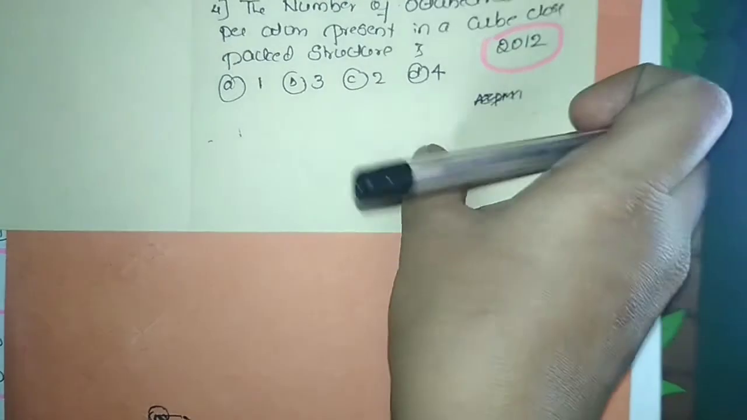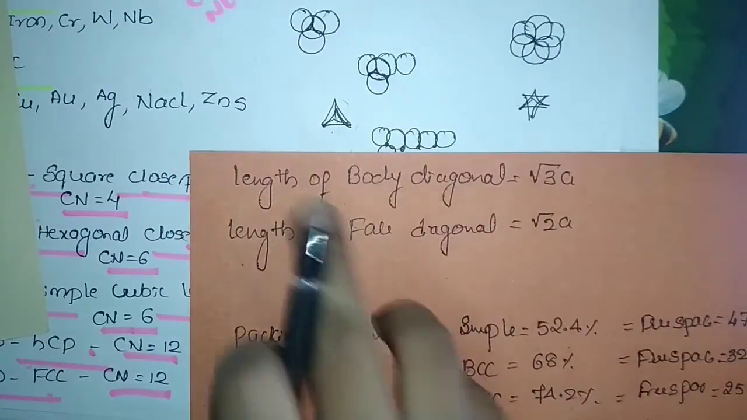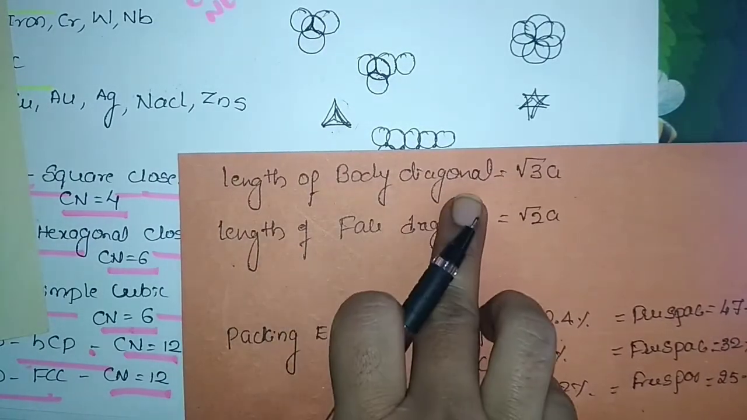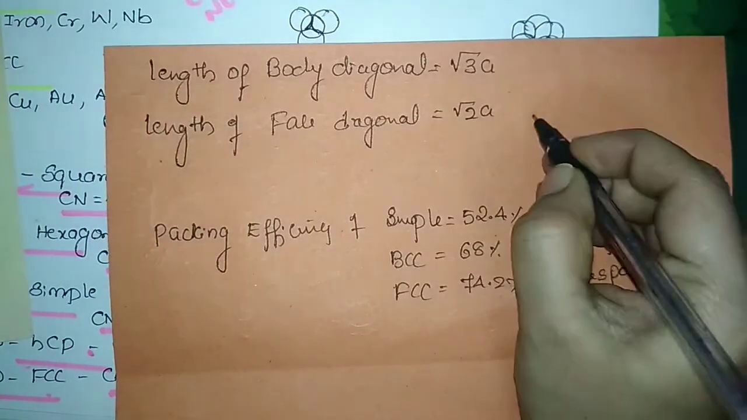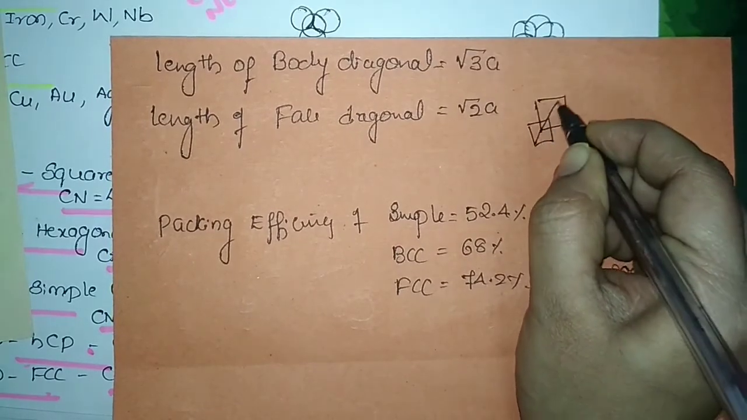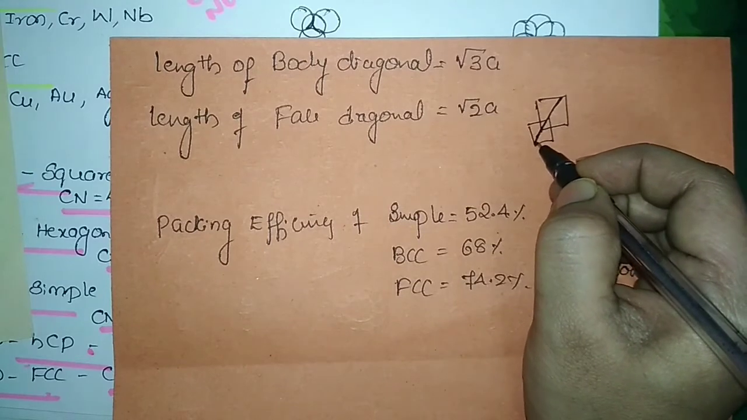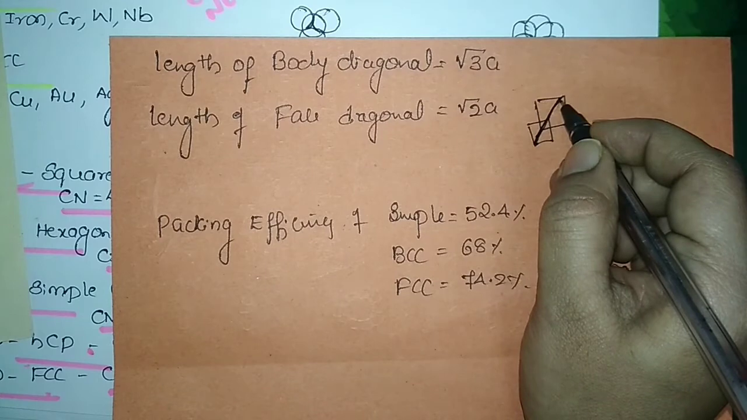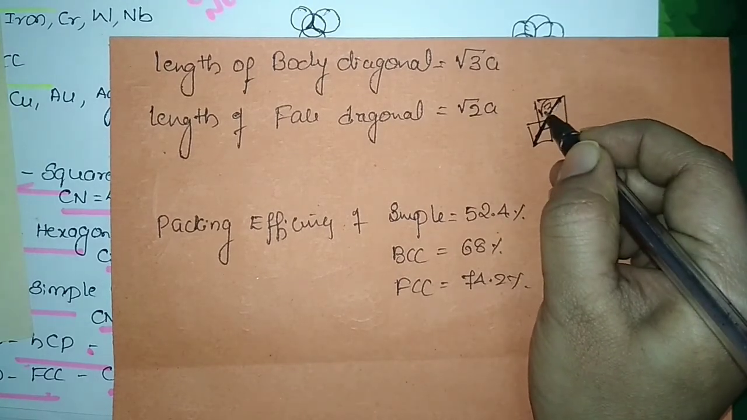For this, you should know two values. The length of a body diagonal is root 3a, the total length of a body diagonal. If this is a cube, as I have shown, the body diagonal goes from one vertex to the opposite vertex. So the length of this is root 3a.